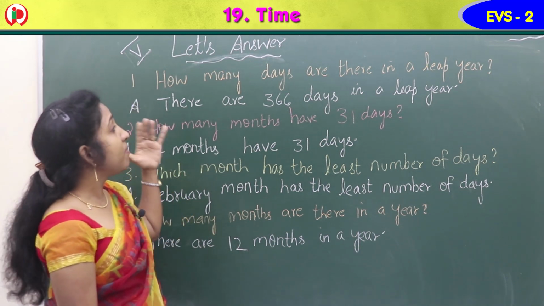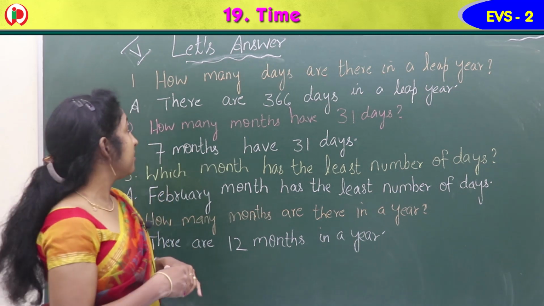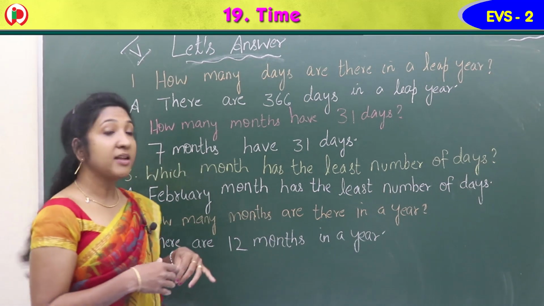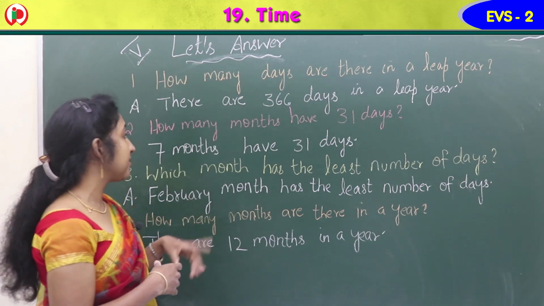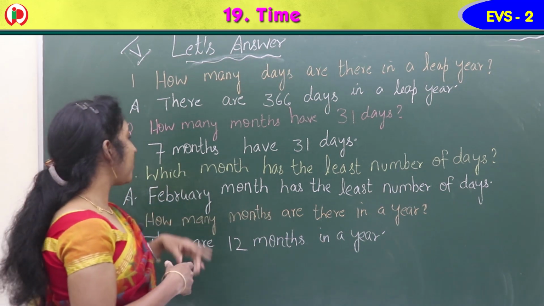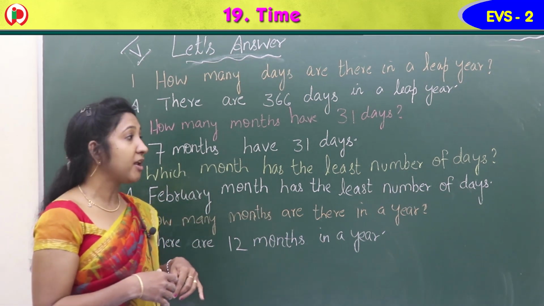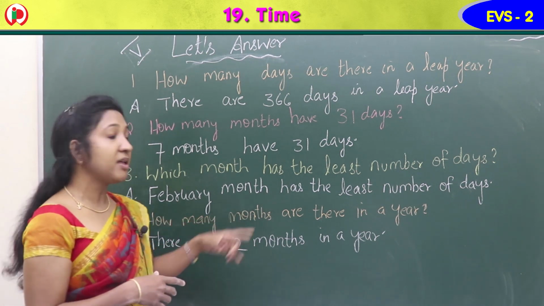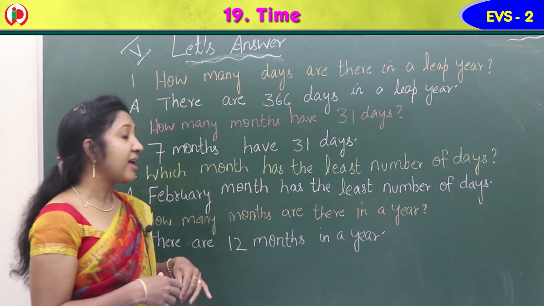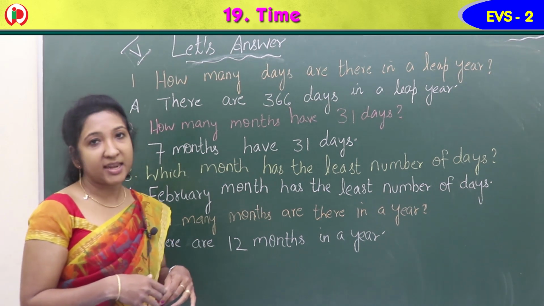So first question, how many days are there in a leap year? There are 366 days in a leap year. Second question, how many months have 31 days? Answer, 7 months have 31 days. Third question, which month has the least number of days? Answer, February month has the least number of days. And last, how many months are there in a year? There are 12 months in a year.